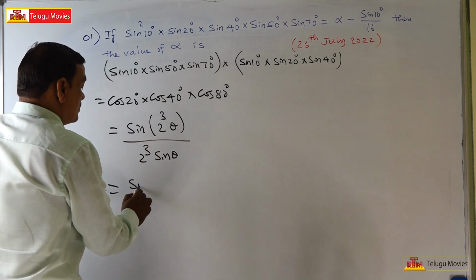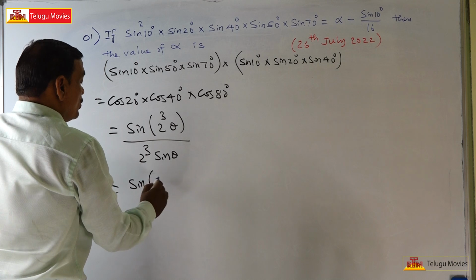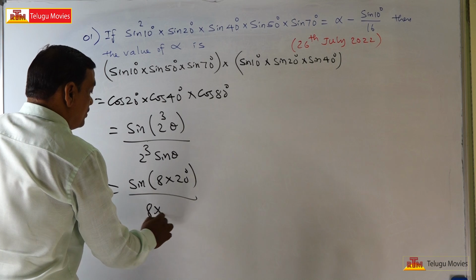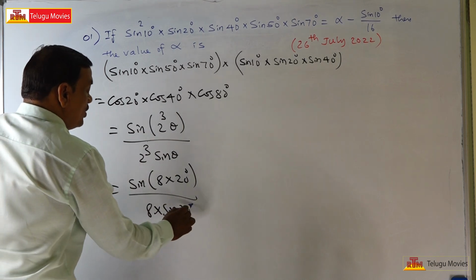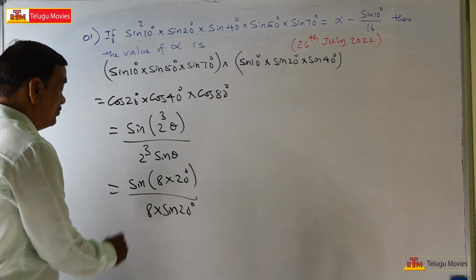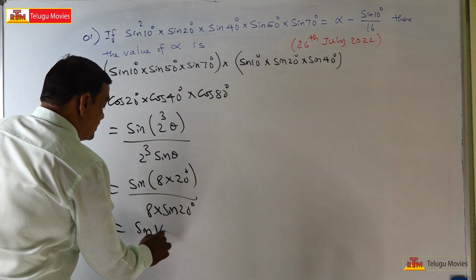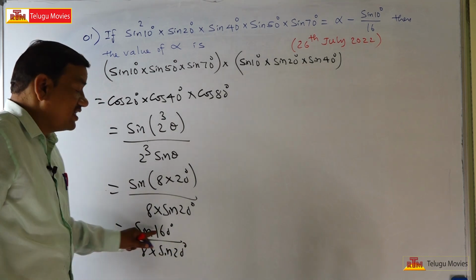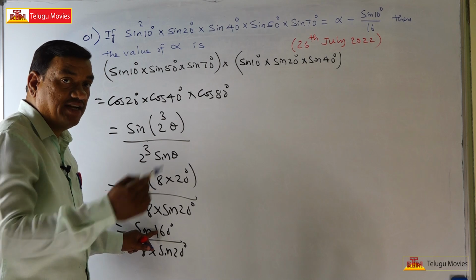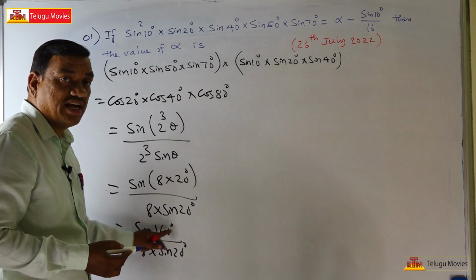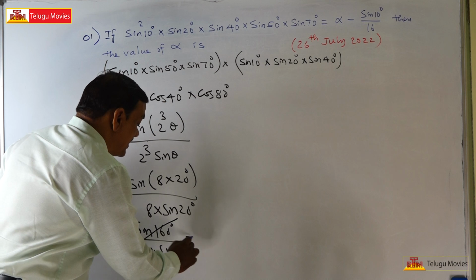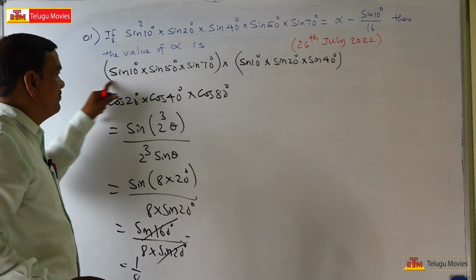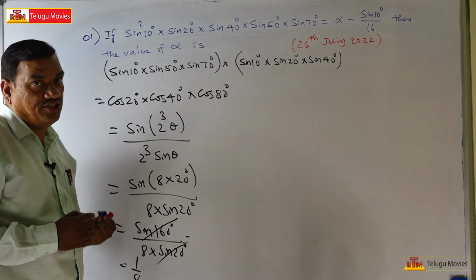Here 2³ is 8, and θ is 20 degrees, so this equals sin160°/(8 sin20°). Sin160° means sin(180° − 20°), which is sin20°, so both are the same and you can cancel. Up to here, the first factor's value is 1/8.